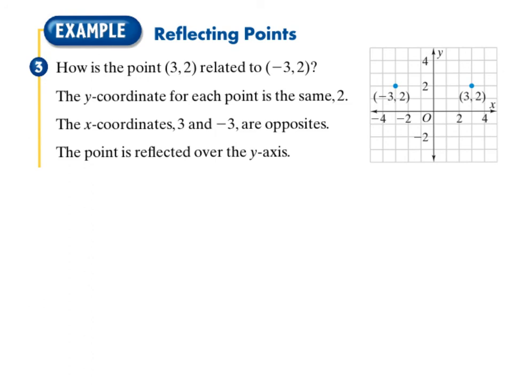Sometimes if you make a t-graph, it makes seeing this information a little easier. So if we listed our points, we would have 3, 2, and -3, 2. So listing them that way, it's very easy to see that the y values are the same and that the x values are opposites. And remember, if the x values are opposites, it means the point is reflected over the y-axis.